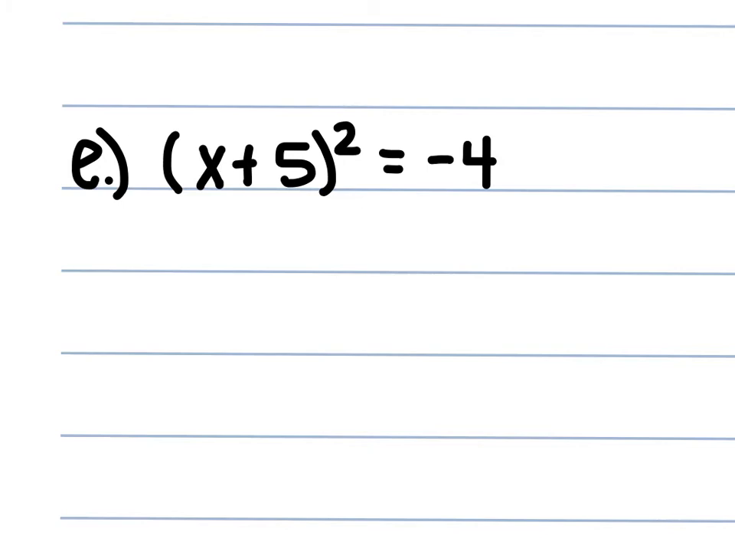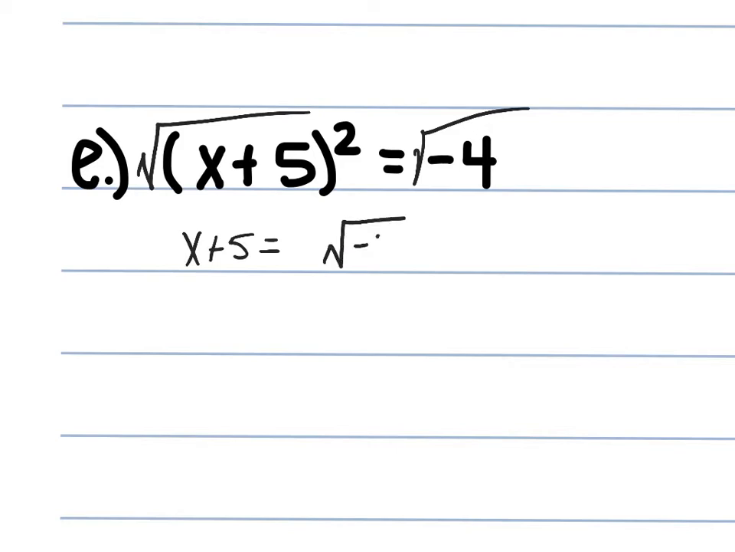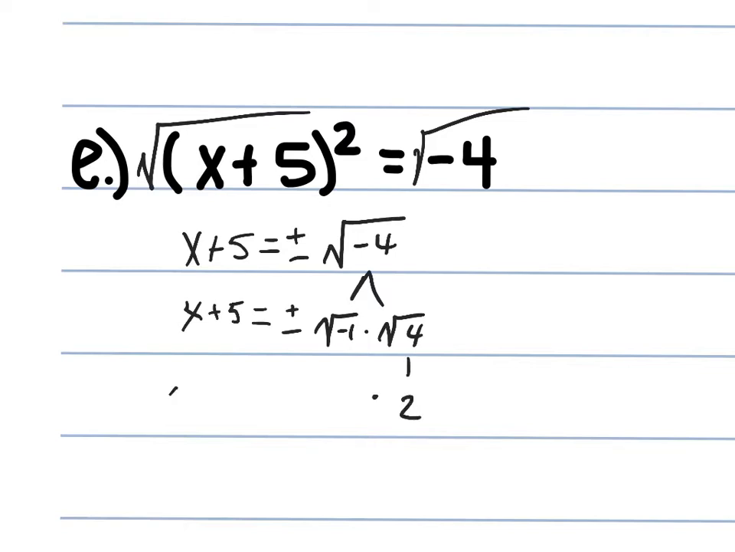All right, somebody want to try this one? Yes, sir. Okay. So you square root both sides, which gives you x plus 5 is equal to the square root of -4, plus or minus. And then you break that down to the square root of -1 and the square root of 4. And the square root of 4 breaks down to 2. So that gives you x plus 5 is equal to plus or minus i times 2, which is 2i.